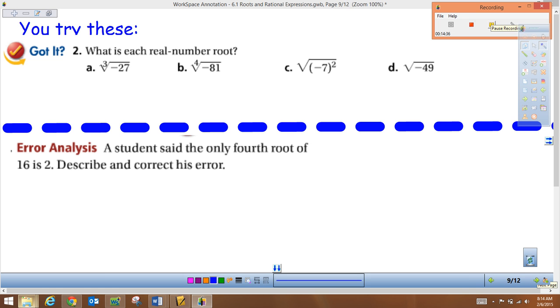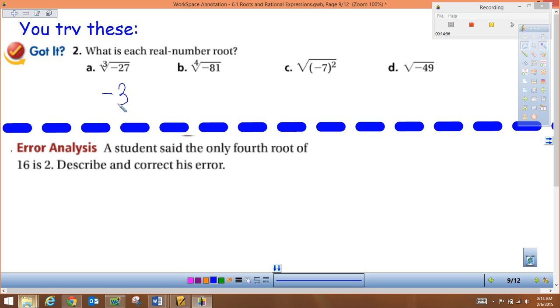Cubed root of negative 27, you should have got negative 3. Fourth root of a negative number, can't happen, no solution. Square root of negative 7 squared is the square root of 49, which is 7. And last one, square root of negative 49. Can't happen, no solution.